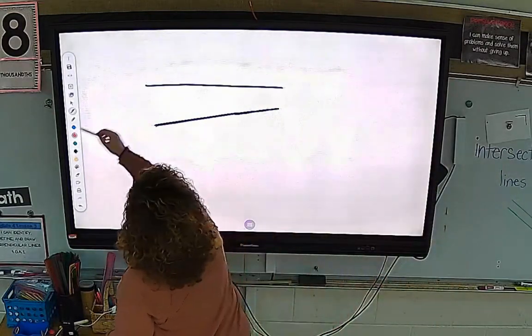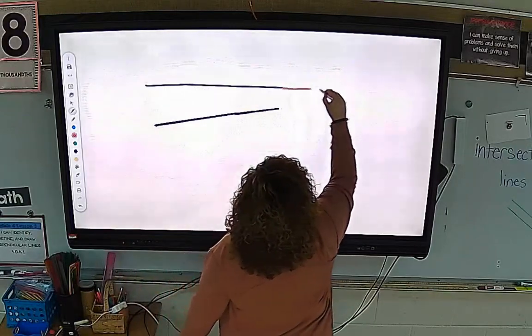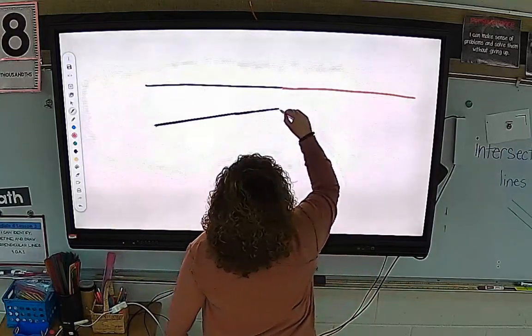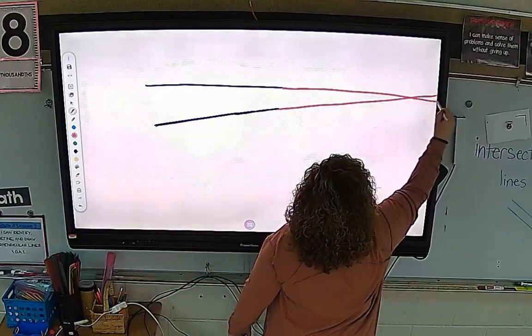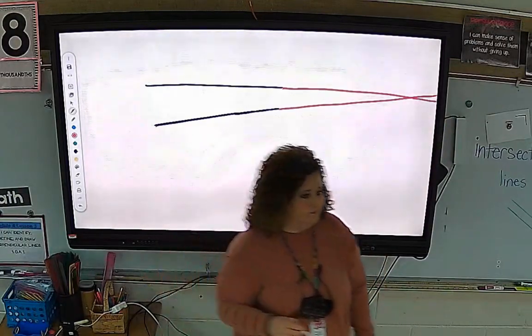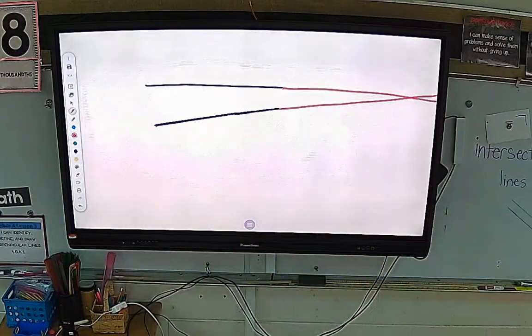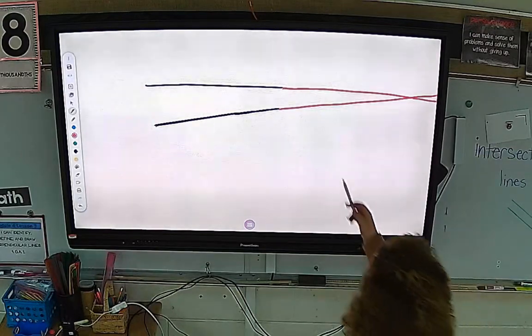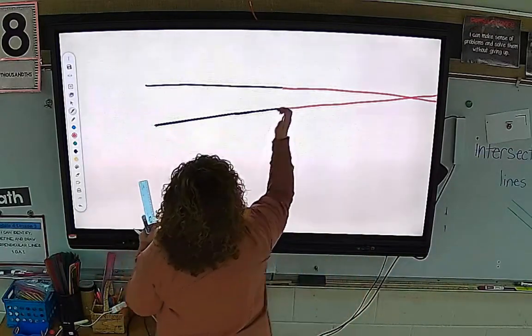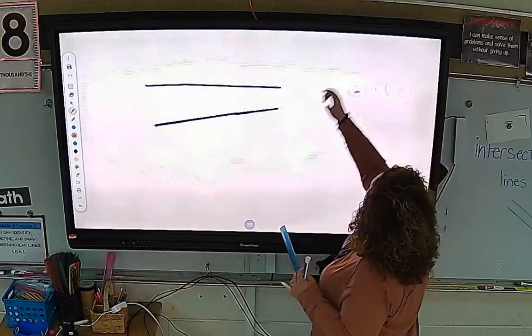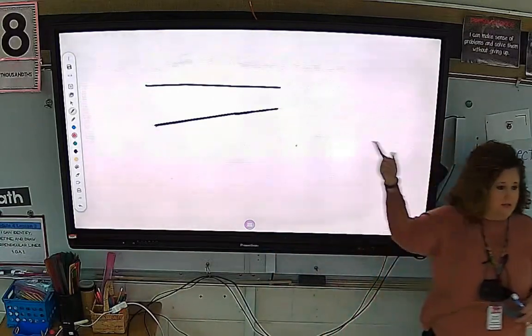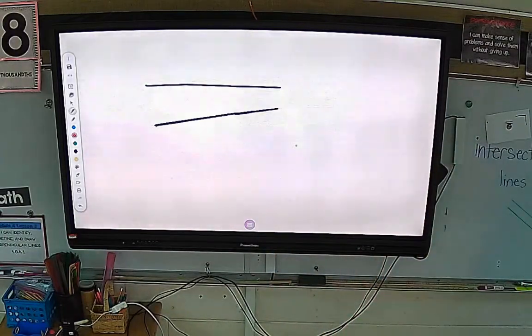But if these lines kept going, look what would eventually happen. They would eventually cross each other. You see that? And because of that, they are not parallel lines. Now, you don't have that part drawn when they ask you that question, because they'll ask it to you like this. But if you can tell that if we kept drawing those lines they would eventually run into each other, they're not parallel. Okay? Parallel lines will never touch each other. They will never intersect each other.